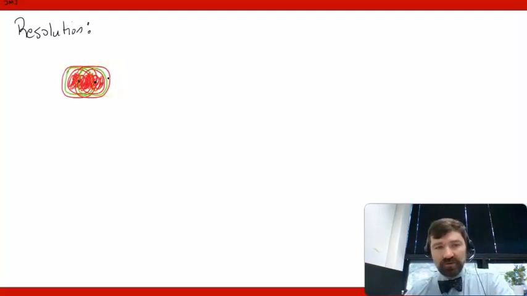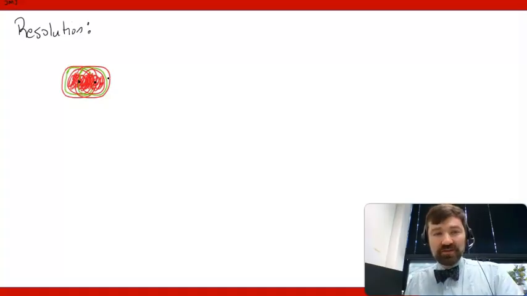So these two point objects, which I'm representing by a couple of black spots, and then I'm showing the Airy disk for each of these. These are what we call just resolved.